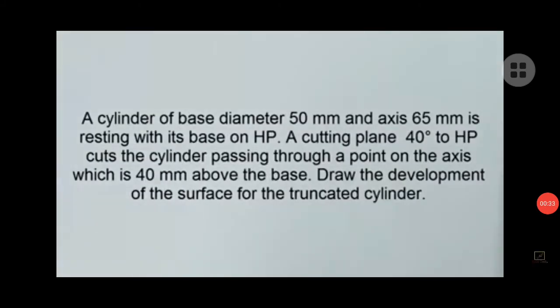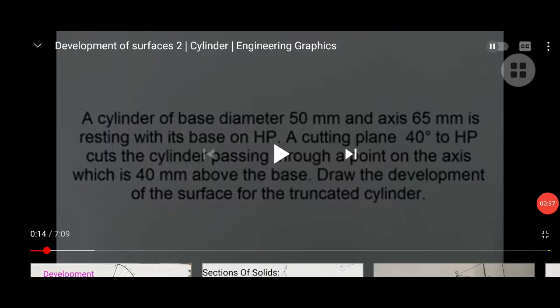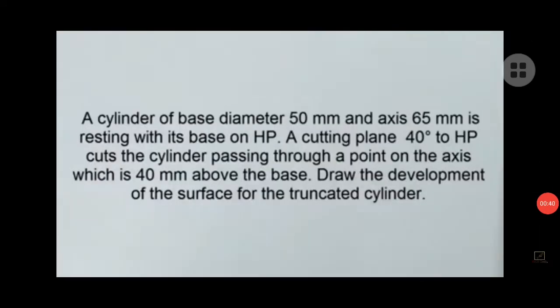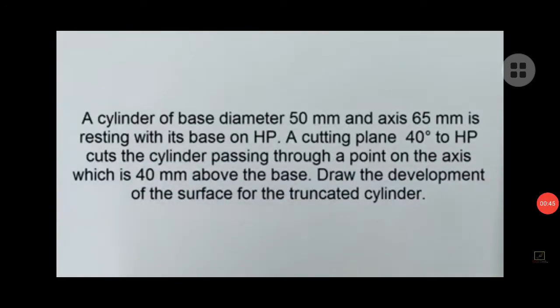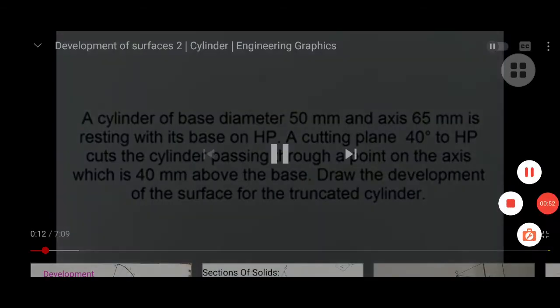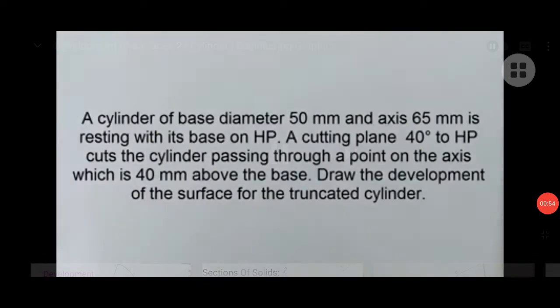A cylinder of base diameter 50 and axis 65 is resting on its base on the HP. A cutting plane inclined at 40 degrees to the HP cuts the cylinder, passing through a point 40 above the base. Draw the development of the surface.